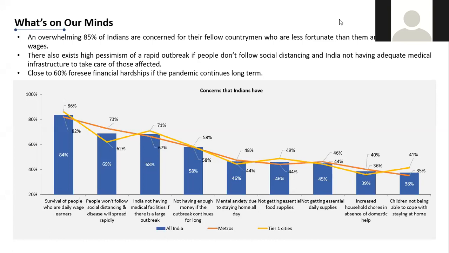So one is the survival of people who are daily wage earners. How are they going to survive? People who are not following the social distancing norms are the ones who are going to aggravate the spread of the disease. And none of the countries worldwide, not just India, are equipped to handle a pandemic of this nature. So what if there is a large outbreak, what will happen? And because the economic situation is bad, what will we do if we don't have enough money, if this outbreak continues for long? So these are some of the thoughts which consumers go through in their mind.